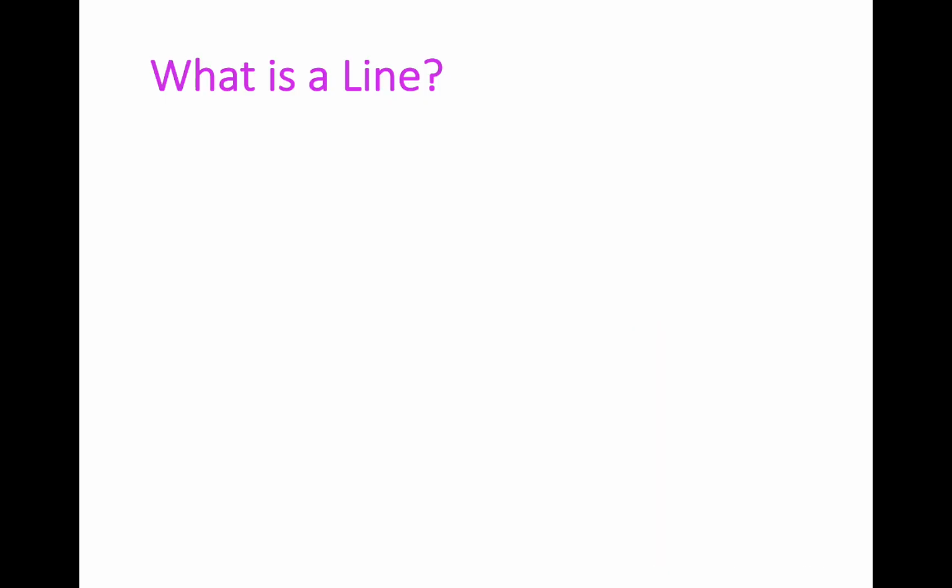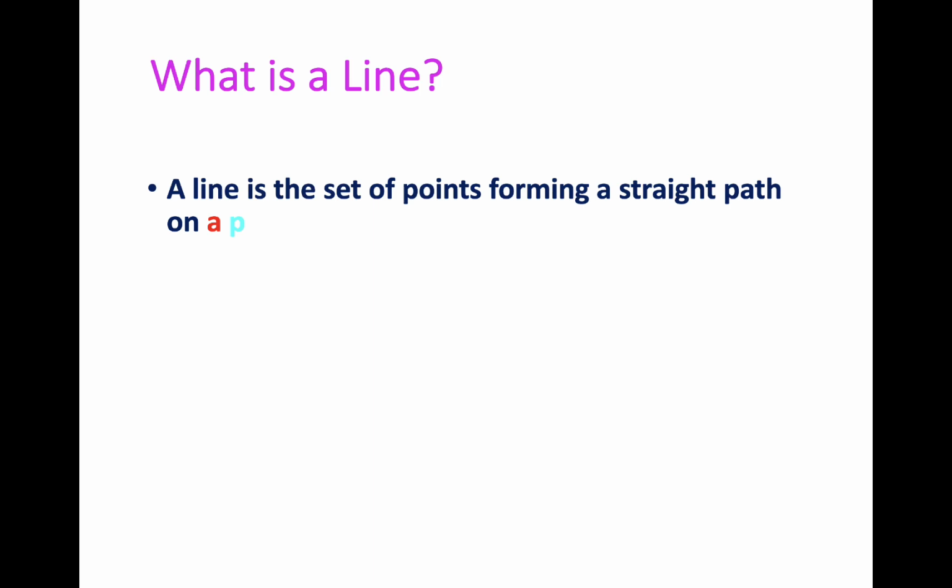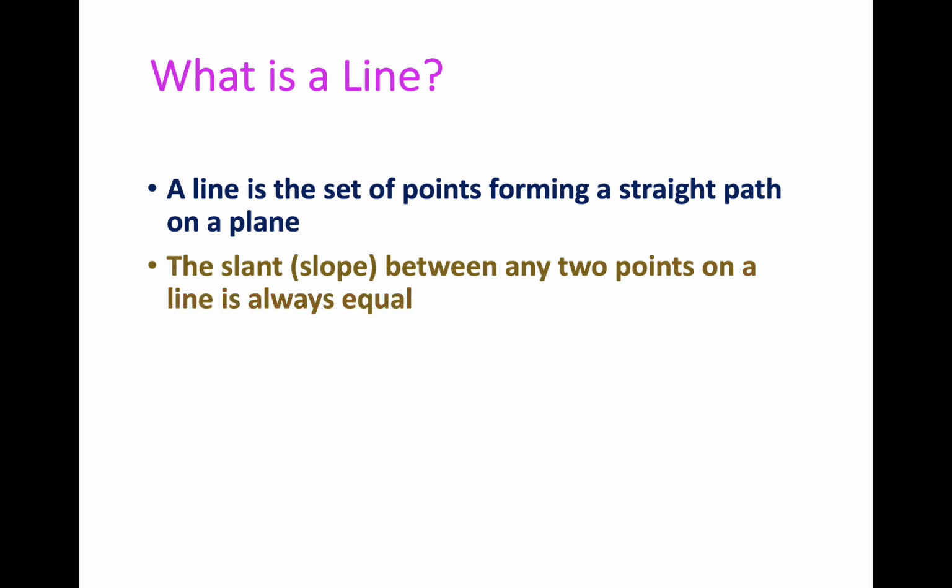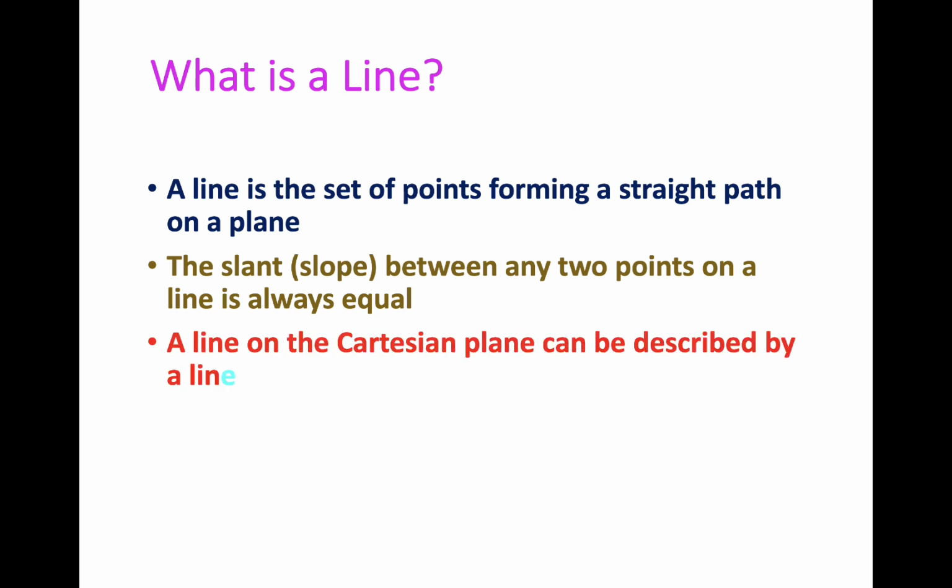Okay? So the topic that we are going to discuss today is slope. First is, what is a line? A line is a set of points forming a straight path on a plane, or the slant. The slope between any 2 points on a line is also always equal. A line on the Cartesian plane can be described by a linear equation.